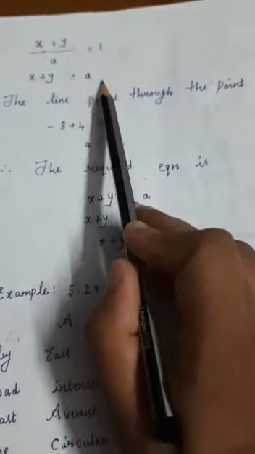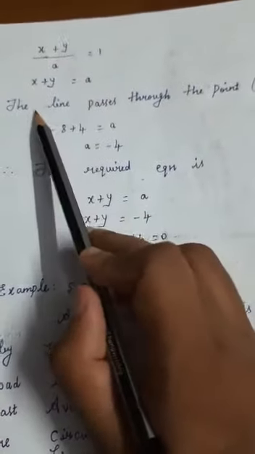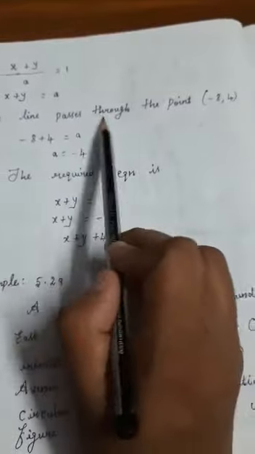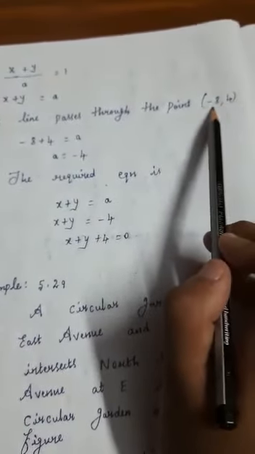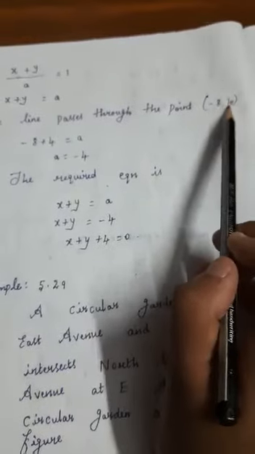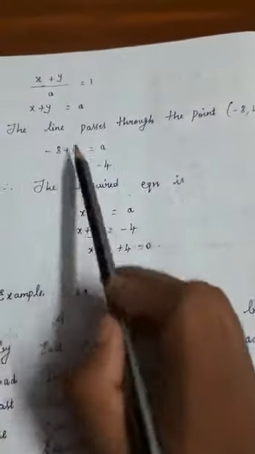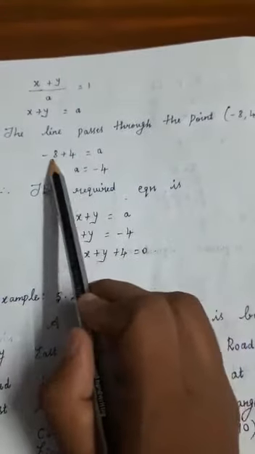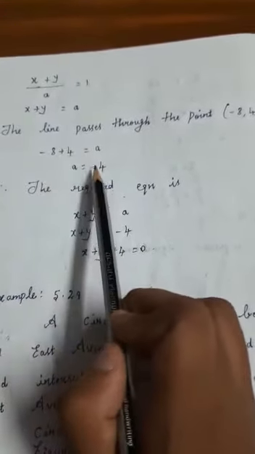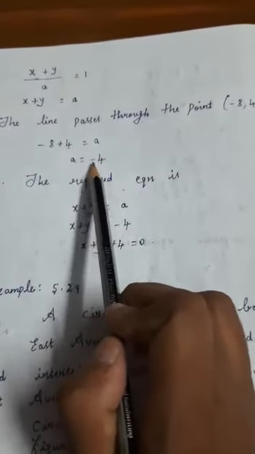Now here we need to find the a value. We already know the line passes through a point. In the second question, the point they have given is minus 8 comma 4. The x value is minus 8 and the y value is 4. Applying here: minus 8 plus 4 is equal to a. Subtracting and putting the sign of the bigger number, the answer is a is equal to minus 4.